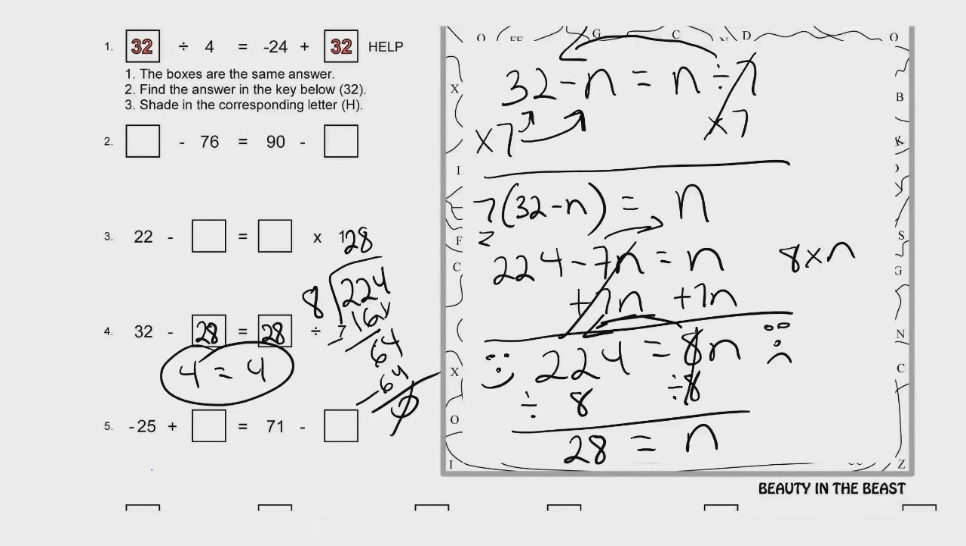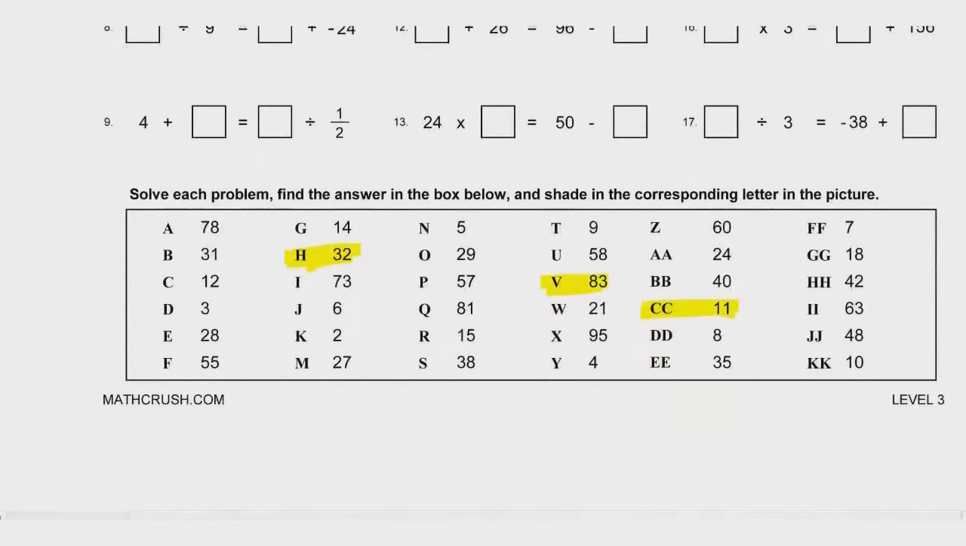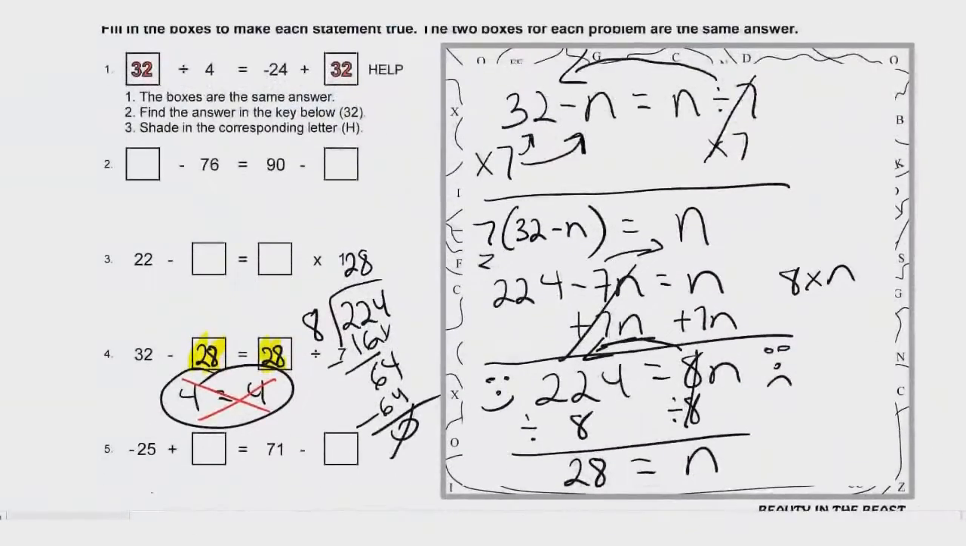So we come down to our bigger box and we're going to look for 28. Remember, don't get confused. You are not looking for 4. You're looking for what goes in the box. So we come down here and we look for 28. And 28, where are you? It's E. So we come up here and we find all the E's and shade them in.